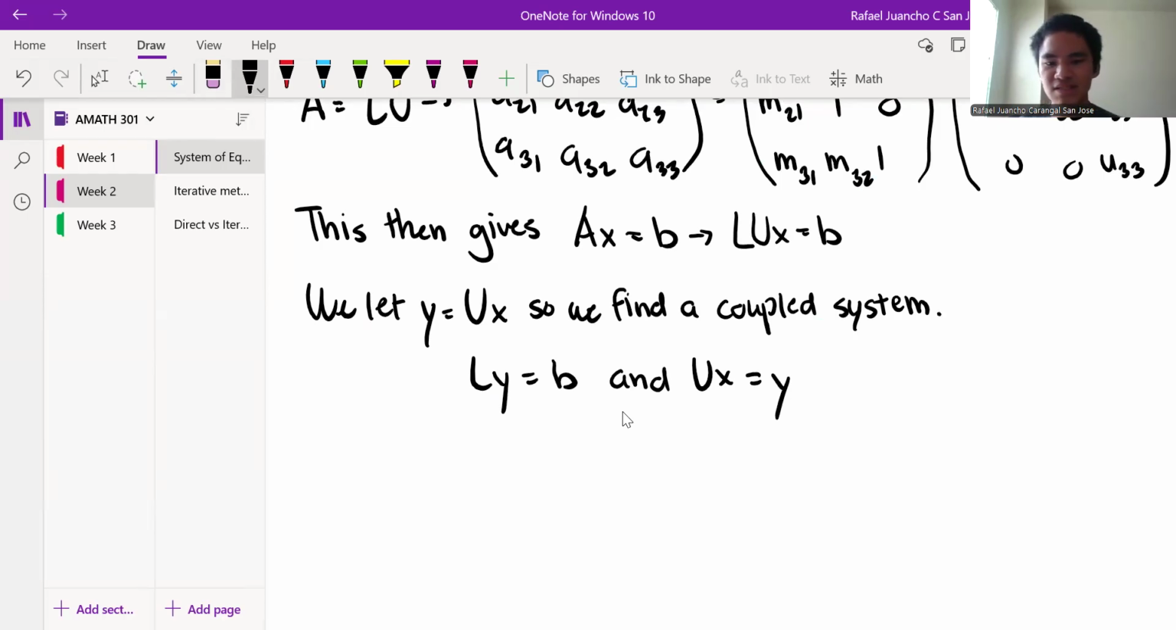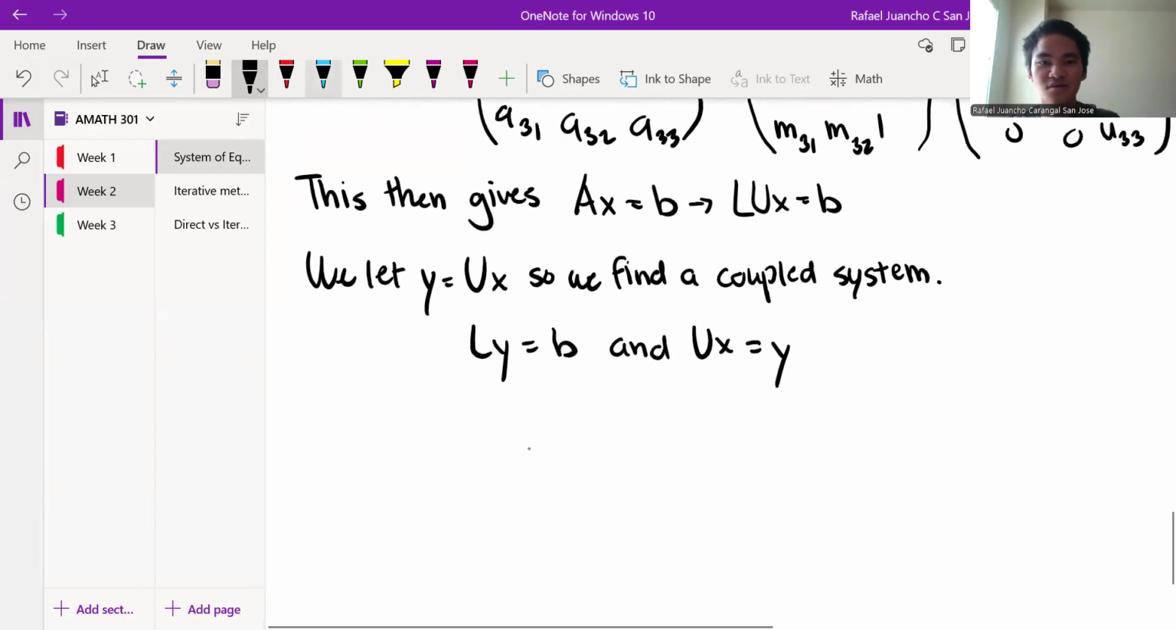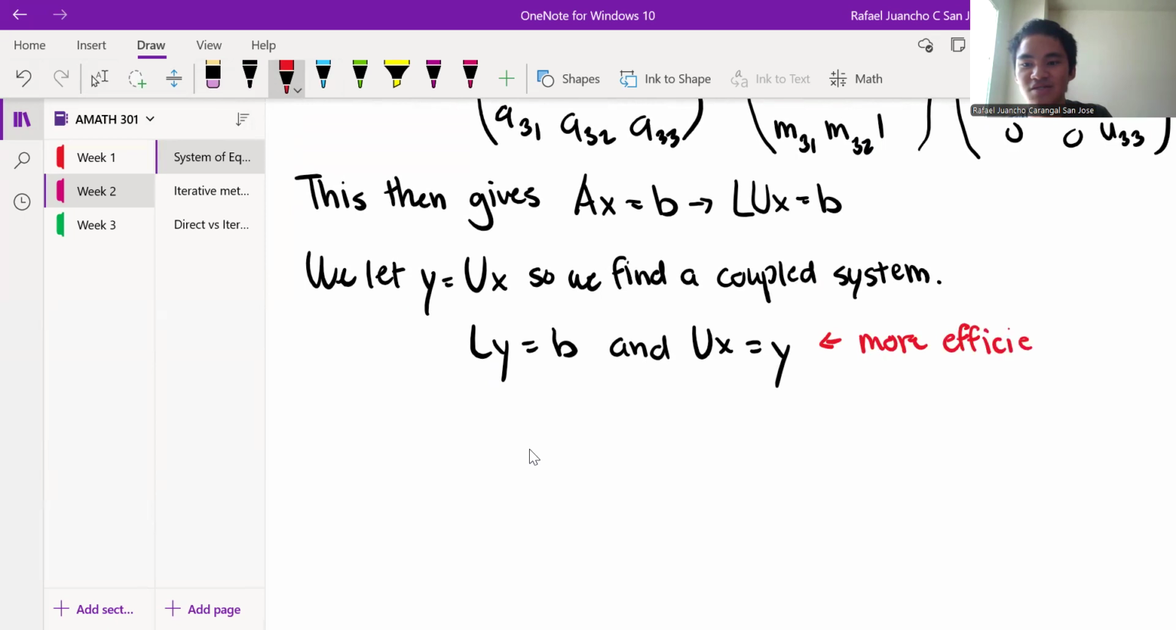Now, why is this easier, or why is this more efficient? Let's go through the process of knowing why. But the idea is this is more efficient than just solving it directly using Gaussian elimination. So this is more efficient than Gaussian.